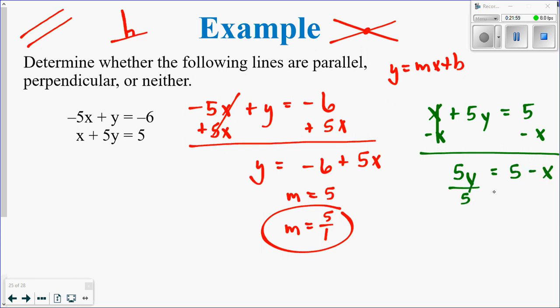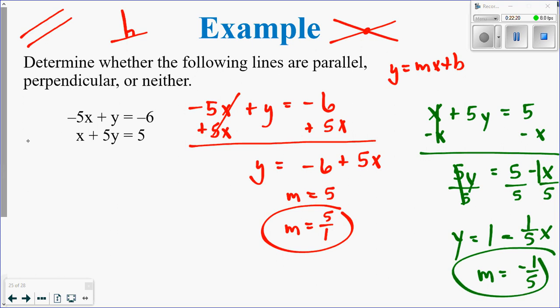Now I have to divide every piece by 5. So y equals 5 divided by 5 is 1 minus 1 over 5x, because don't forget there's a 1 right there. So now this slope is negative 1 over 5. You have to use the sign that's in front.